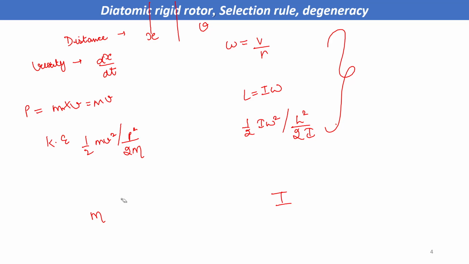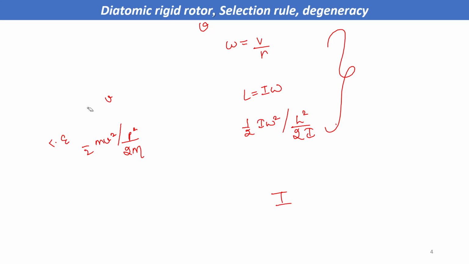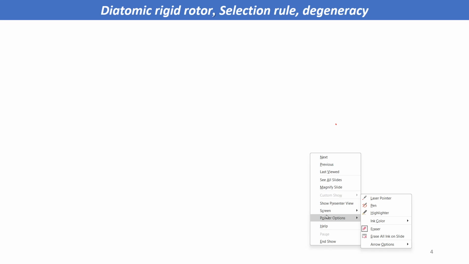Now we'll just erase these things. Is it clear to this?